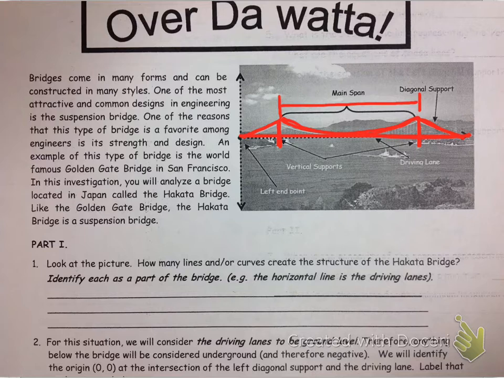Now the different parts of the bridge are going to be different types of equations. The two vertical support towers are each going to have the equations of vertical lines.